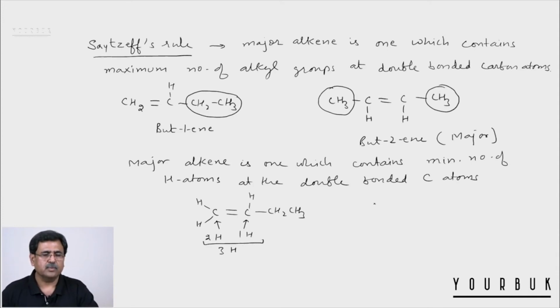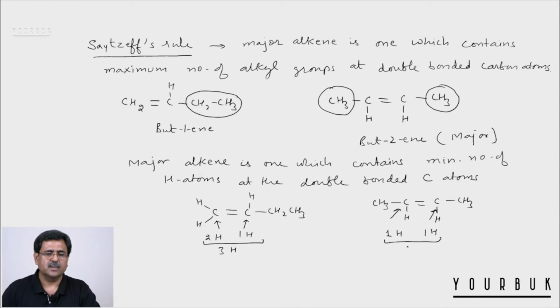Now if you look at but-2-ene, you have one hydrogen at this double bonded carbon, you have one hydrogen at this double bonded carbon. So in total you have 2 hydrogens present. So but-2-ene contains a smaller number of hydrogens at the double bonded carbon atoms, and hence but-2-ene is the major product. Right. Now we will take one more example.